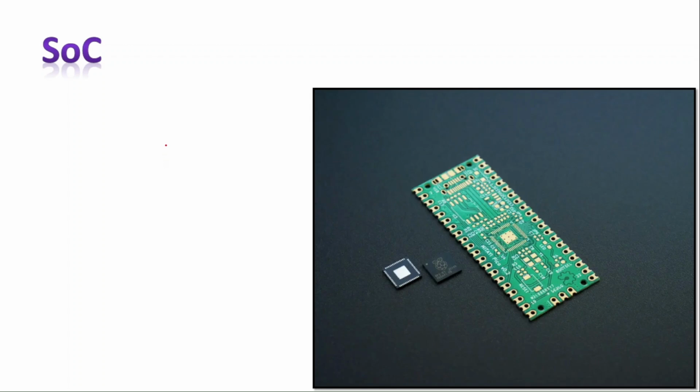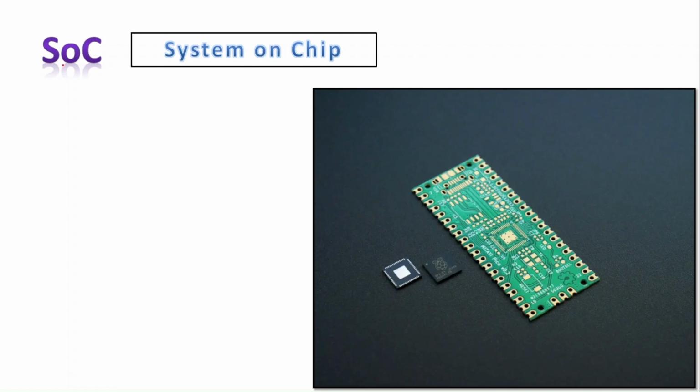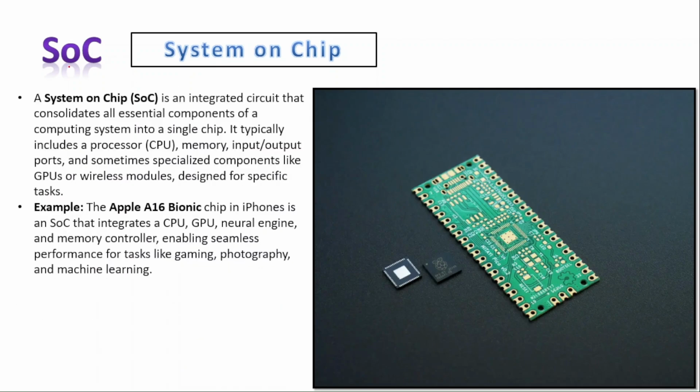SOC, or SOC. So there are two SOCs. This one is with a small o. This is system on chip, or system on a chip. The other one is with a capital O. So this one, a system on chip or SoC, is an integrated circuit that consolidates all essential components of a computing system into a single chip.